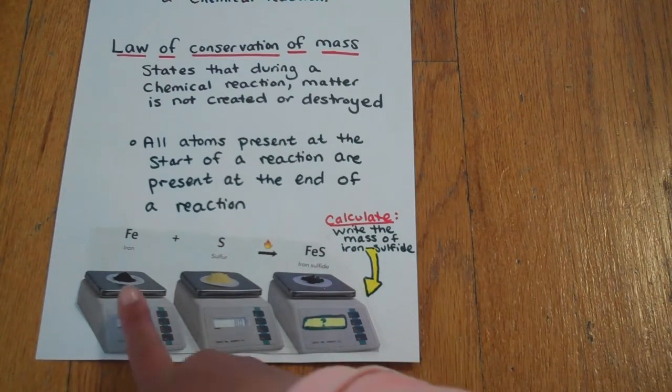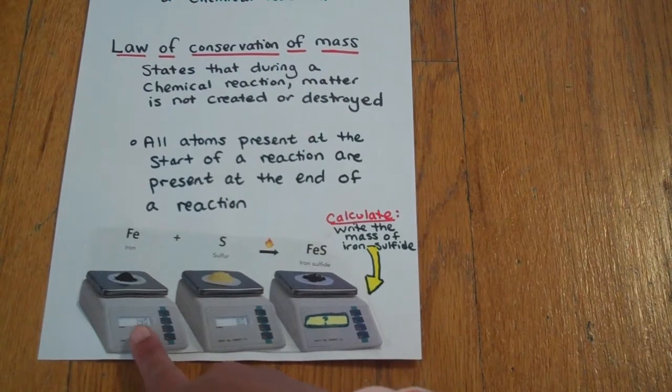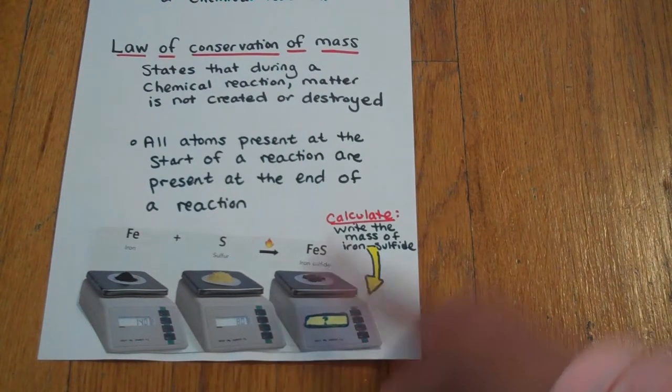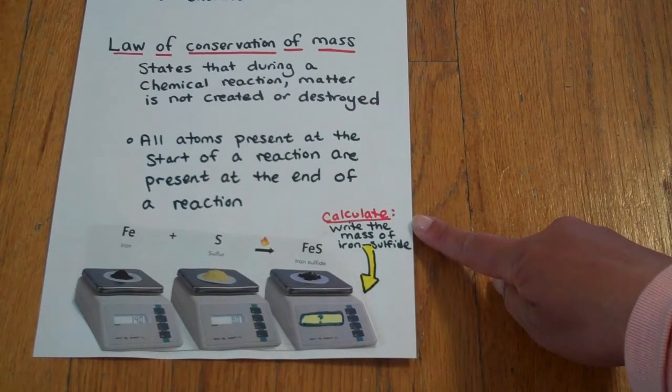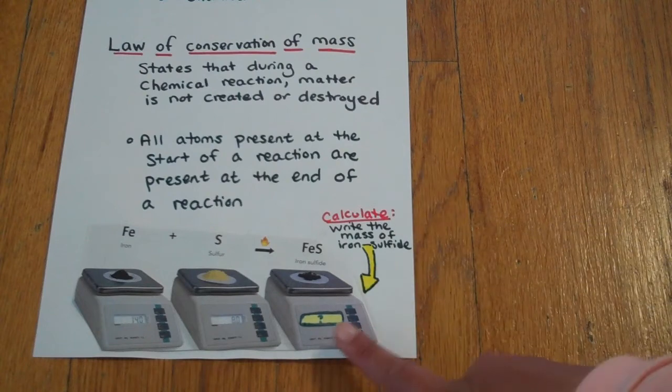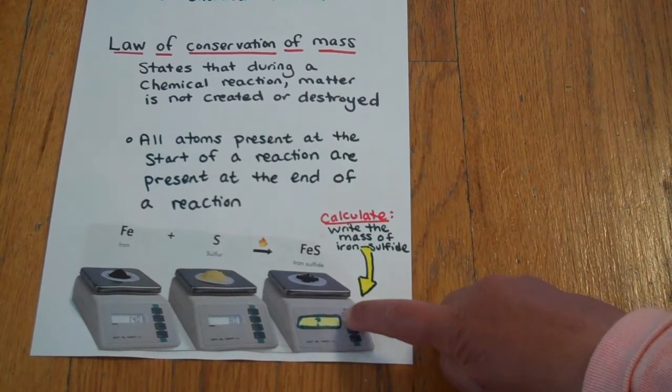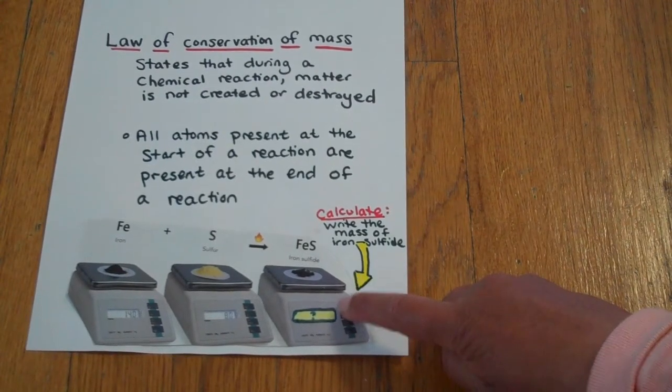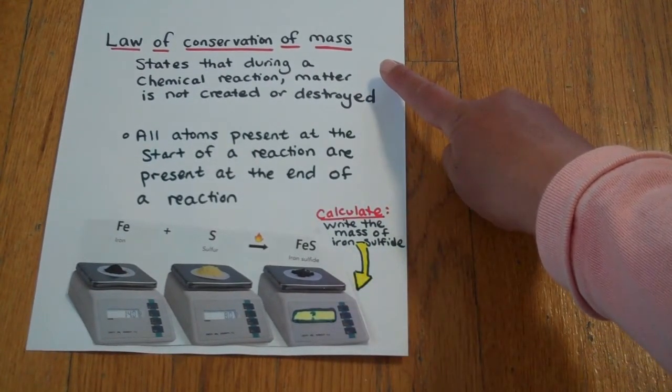The balance for iron says 14 grams. The balance for sulfur says 8 grams. I would like for you to calculate and write the mass of the iron sulfide on your set of notes. What would be the end result here, using and understanding the law of conservation of mass?